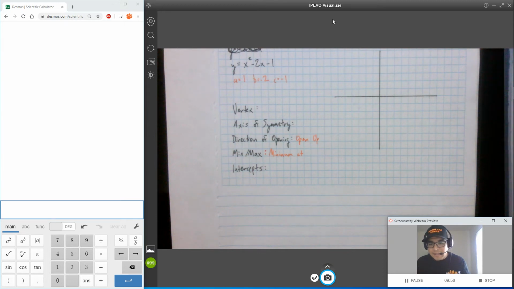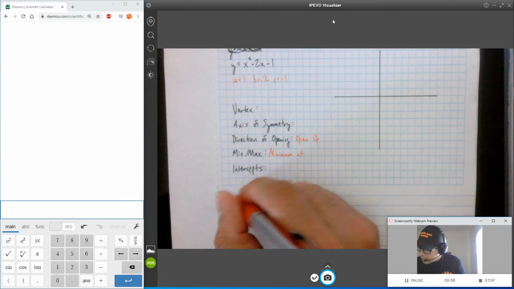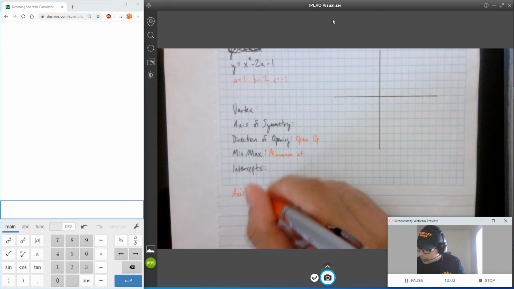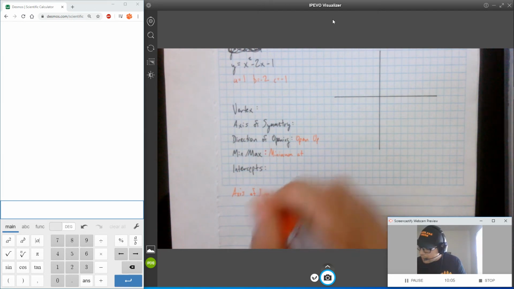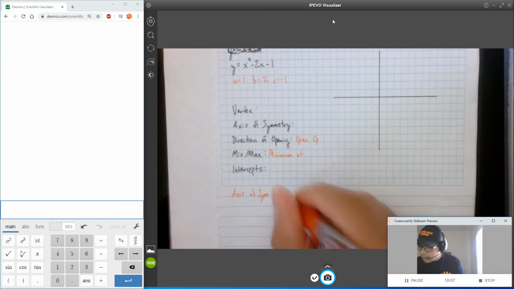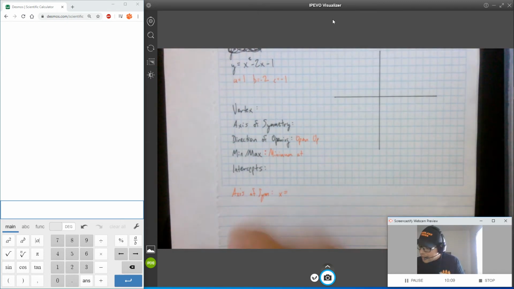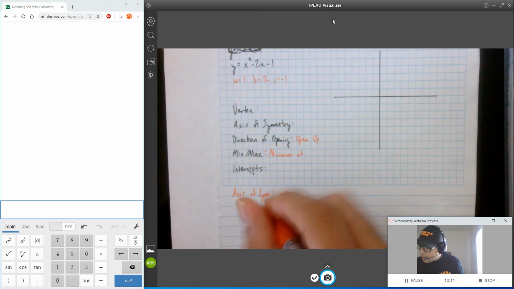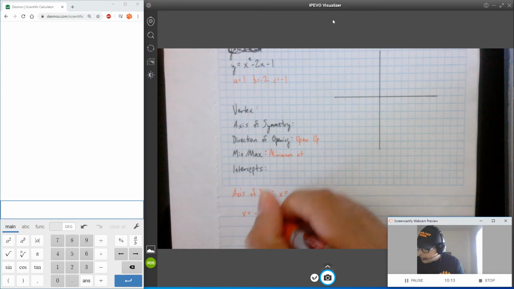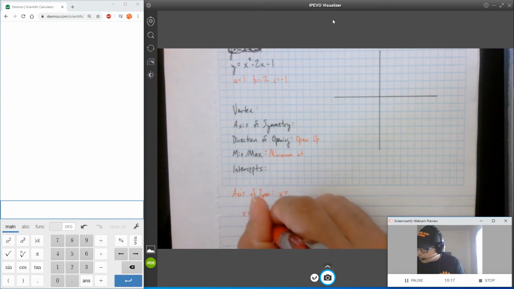Let's go ahead and find the axis of symmetry for this one right here. Okay, so axis, I'm going to abbreviate it and work fast through this one. My axis of symmetry, x is going to equal some value, and we know that x is equal to the opposite of b, all over 2 times a.